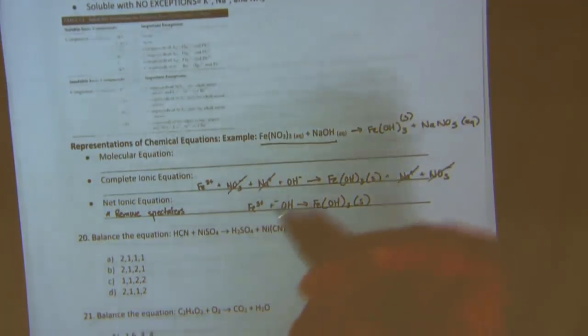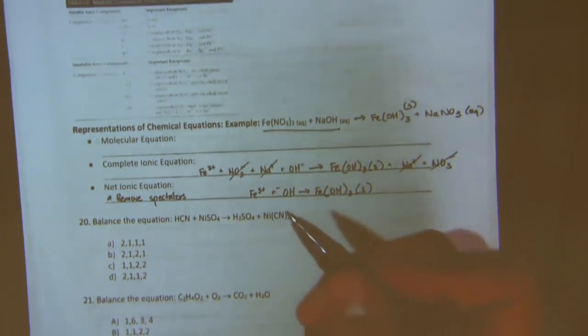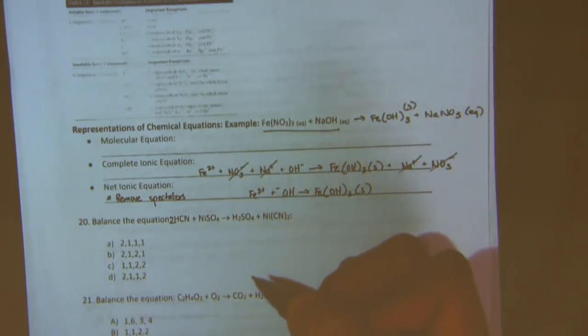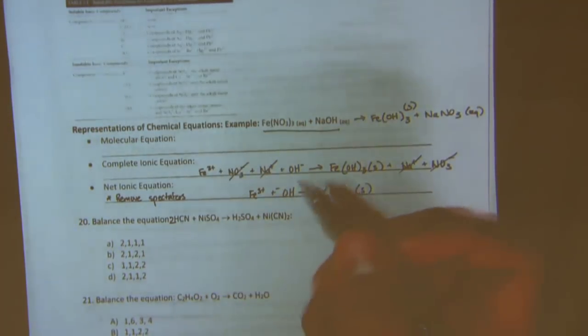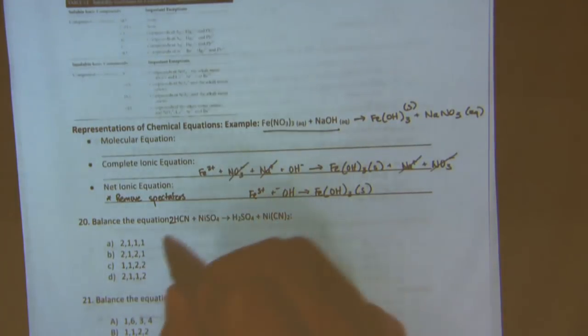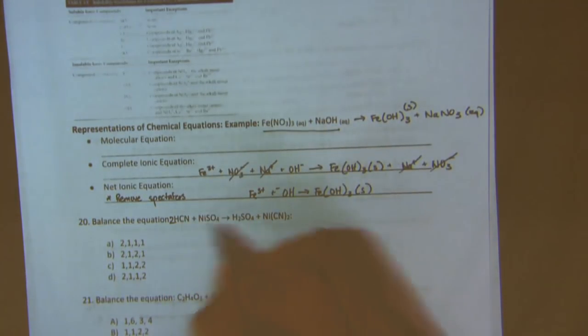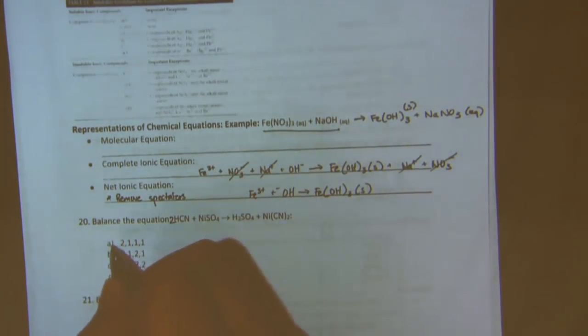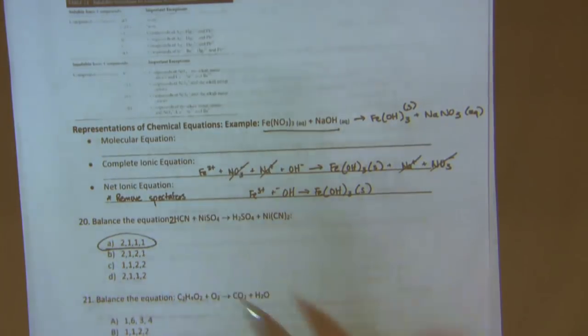Good question. So for 20, we're going to balance the particular equation. And in this case, we're going to want to have 2 hydrogens, so we put a 2 here. But once we do that, everything kind of checks out. We have 2 cyanide ions. We have 1 nickel, and then we have 1 sulfate. So everything looks good. So based on that, the coefficient should be A.